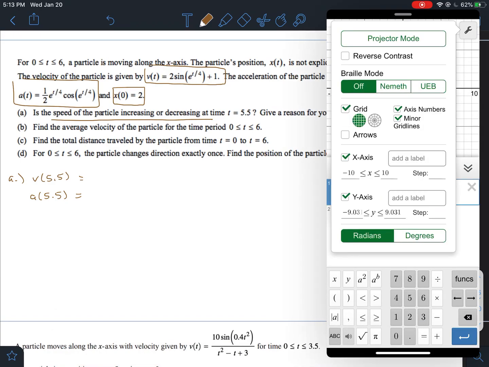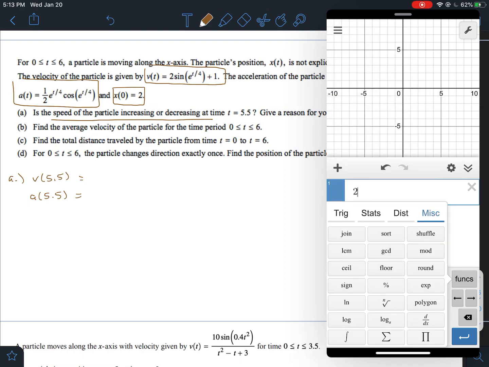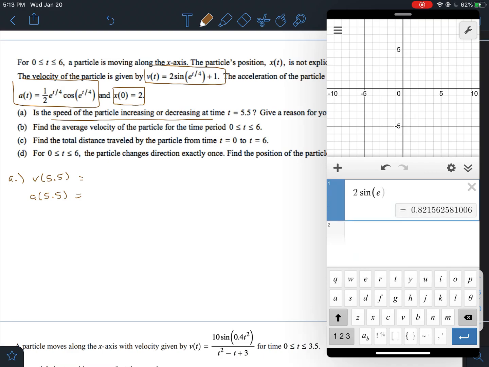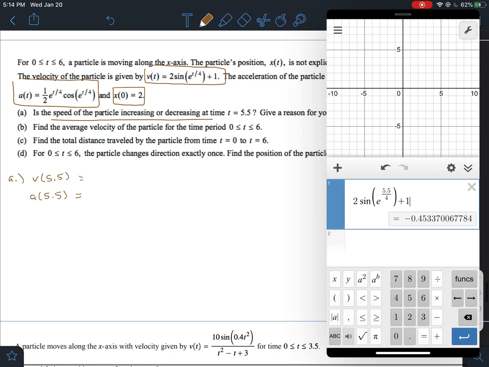Make sure you are in radians. We are. So it's going to be 2 times the sine of e raised to the x over 4, so x is 5.5, divided by 4, and then plus 1. And so the velocity at 5.5 is going to be negative 0.453. We'll go out 3 decimal places.